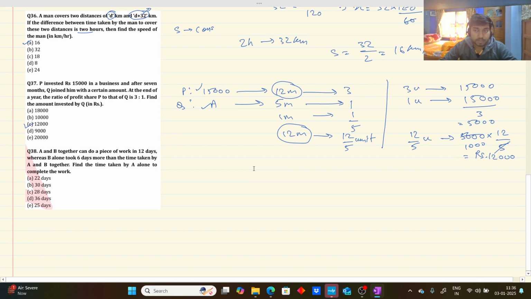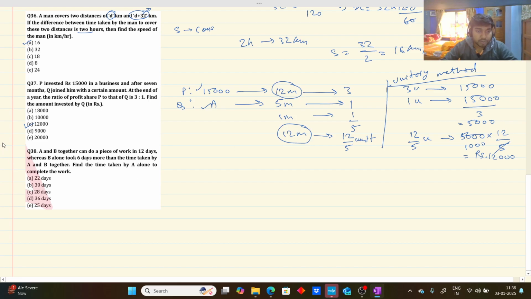Let's do the next question. This was also a simple unitary method. So we are solving all these questions logically by just using the simple unitary method without using any formulas.